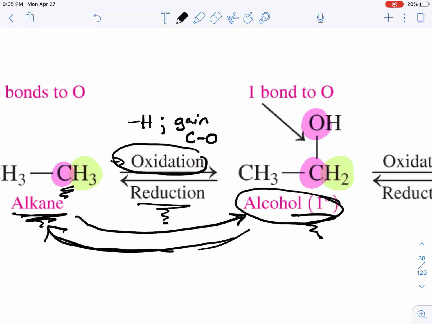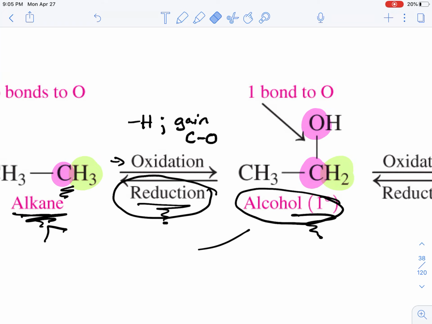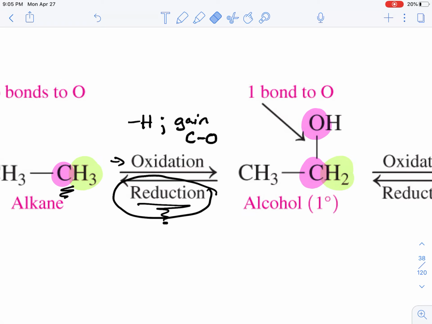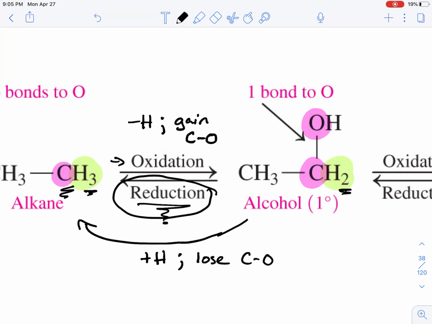Now, if you have a chemical substance that is forcing the primary alcohol to undergo reduction, then that means you're going to gain a hydrogen. So notice that we're going from 2 to 3 instead of 3 to 2. And then we're going to lose a carbon oxygen bond. Notice that here we have a carbon oxygen bond. Here, there's no carbon oxygen bond. So a primary alcohol will always produce an alkane.